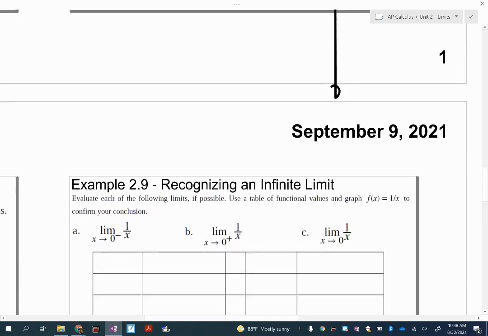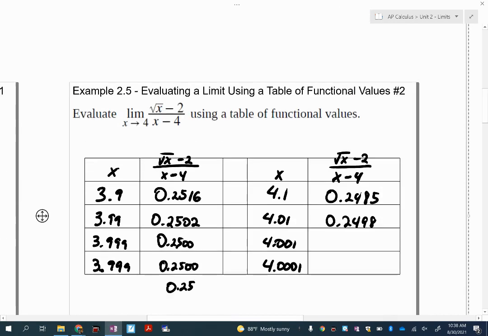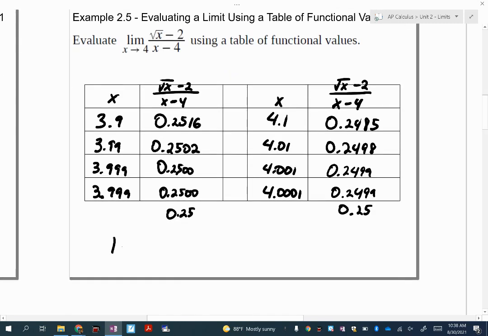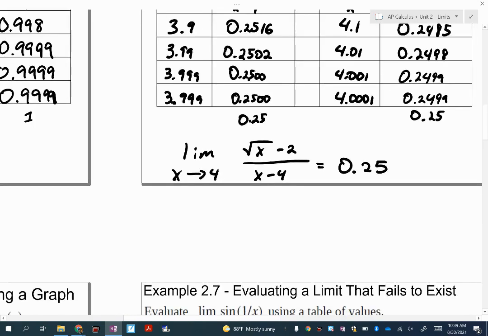Oops, sorry about that. Where did it go? Oh my goodness. 0.2499 for both of these. Okay? So essentially, what we're saying is from the right side, it also approaches 0.25. So we would say again, the limit as x approaches 4 of the square root of x minus 2 over x minus 4 equals 0.25. You could, again, confirm on your graph.